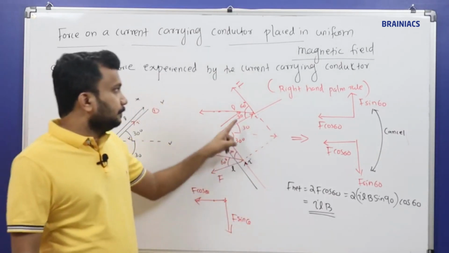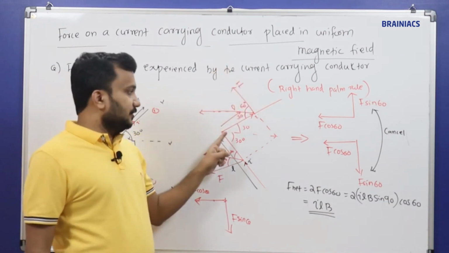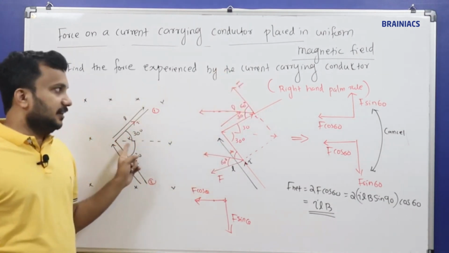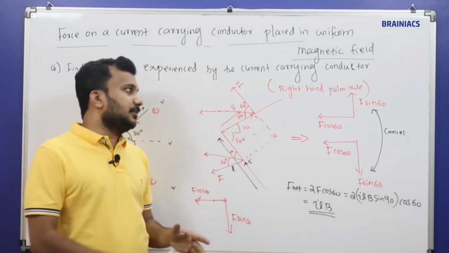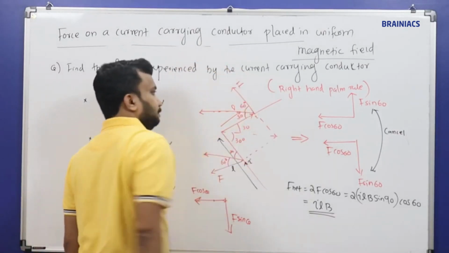What we are doing: F is in this direction. This angle is given in the question as 30 degrees. So this angle is 30, this is 60, so the total is 90 because this is perpendicular to this one.